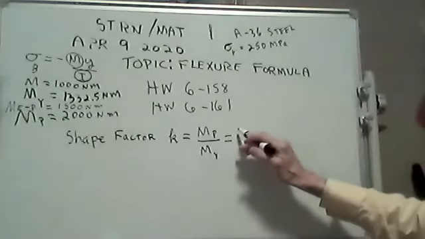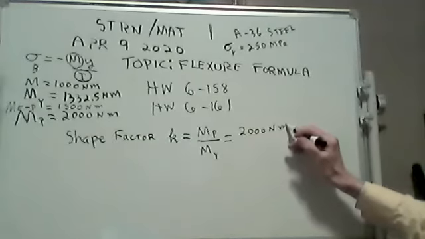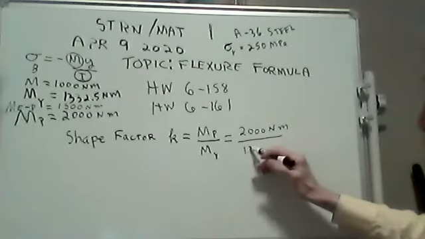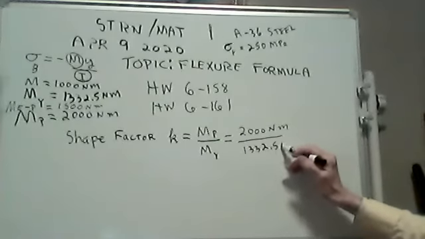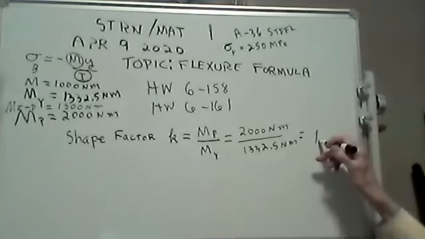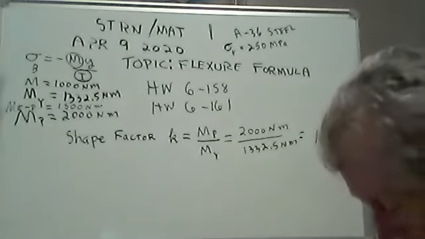Now let's put those in and see what we get. The fully plastic moment was 2,000 Newton meters, and the maximum elastic moment was 133 blah blah blah Newton meters. So divide those and we'll get the shape factor. Here goes. Did you get 1.5? There's no units because it's just a ratio. That's called the shape factor.